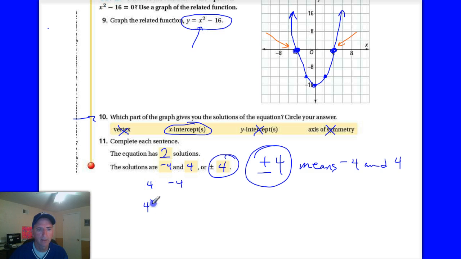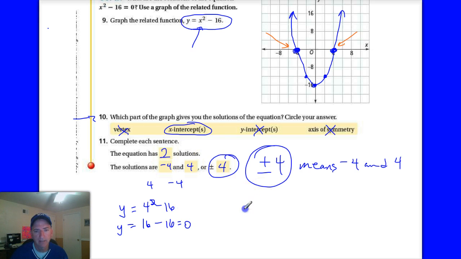4 squared minus 16, there's a sloppy 2. That's 16 minus 16. See what y ended up equaling? That's y, by the way. It's 0. That's what it is, okay? It's the x-axis. It crosses the x-axis because y is 0 with that value for x.